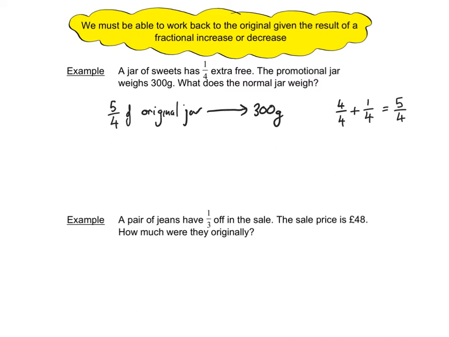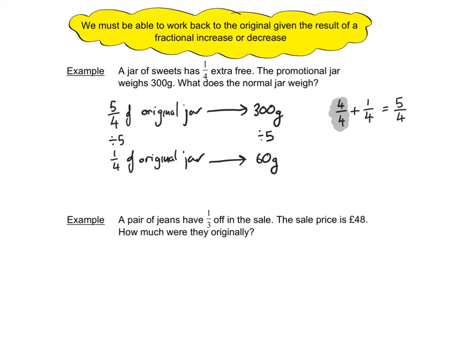Now I want to know what was in the original jar. The original jar is all 4 quarters. So I'm trying to get 5 quarters back to 4 quarters. To do that, the first thing I want to do is divide both sides by 5, and then that will tell me what 1 quarter of the original jar is, and from there I can work up to 4 quarters. Because this is a direct proportion question, we're going to divide that side by 5 and divide that side by 5. That means a quarter of original jar weighs 60 grams. That's just 300 divided by 5.